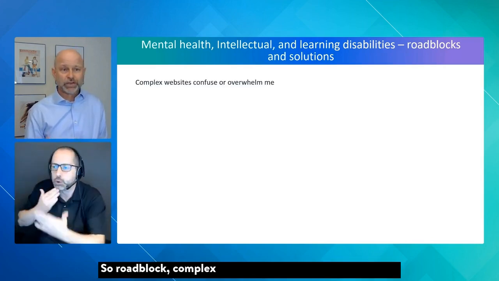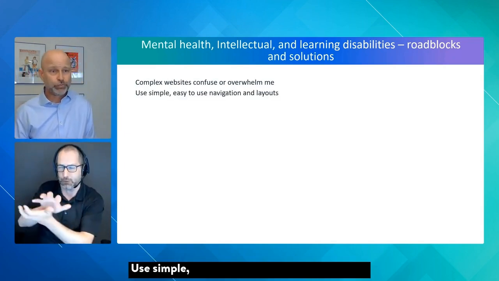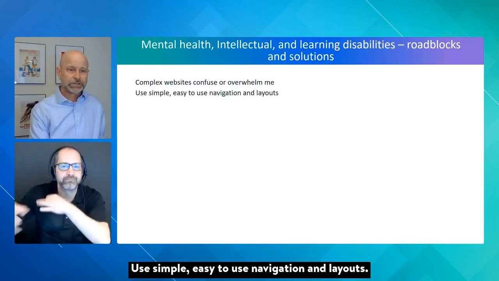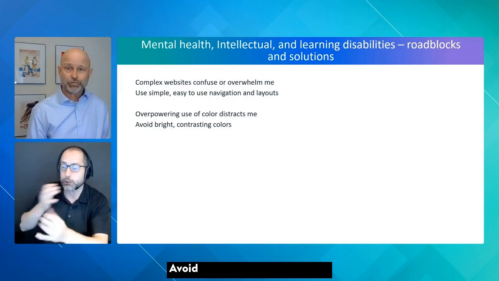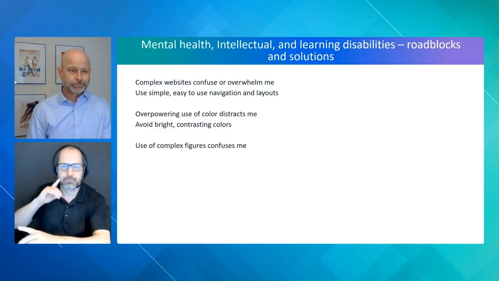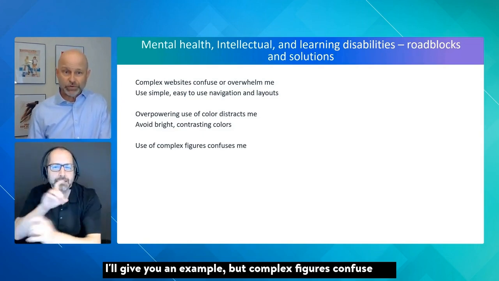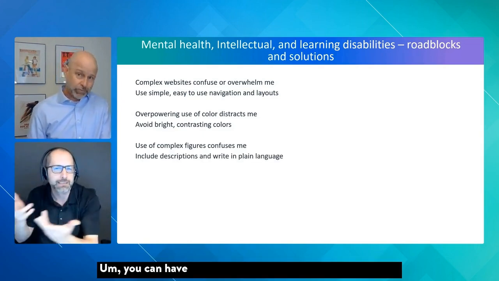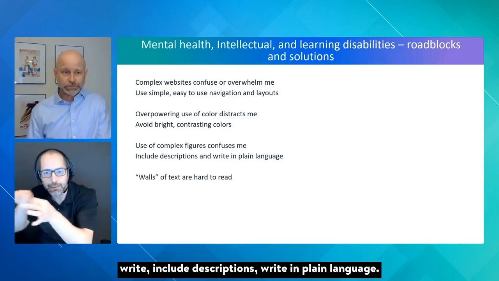So, roadblock: complex websites confuse or overwhelm me. Solution is don't use them. Use simple, easy to use navigation and layouts. Overpowering use of color distracts me. Avoid bright contrasting colors. Use of complex figures: I'll give you an example, but complex figures confuse me. You can have them if you have to, but include descriptions and write in plain language.